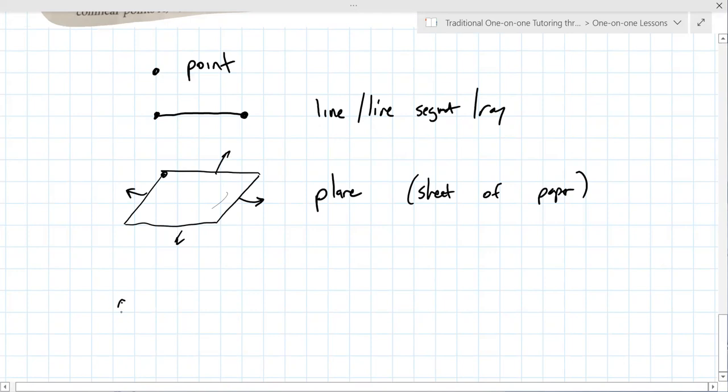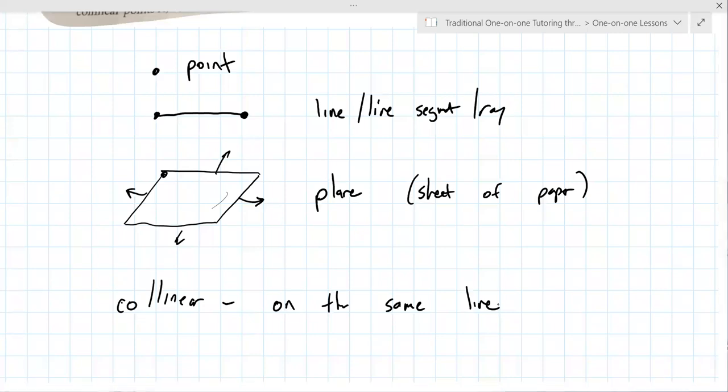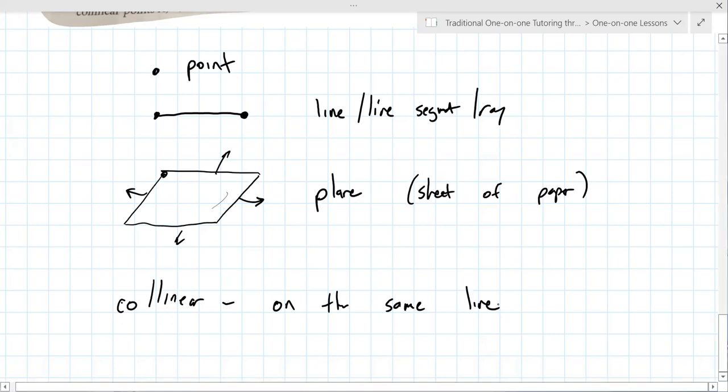Okay, so now we get to some words. Collinear. Collinear means on the same line. That's a new word, a new definition. Collinear means on the same line. So how do you say it? Collinear. Means on the same line. That's right. That's going to be a new word for us to be knowing in geometry class. Yes, you're going to be asked to understand it.